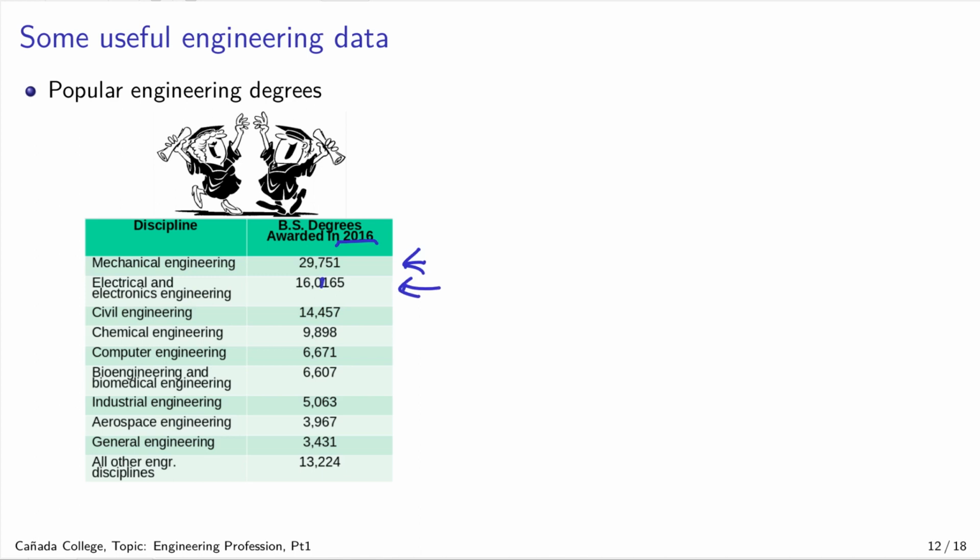There's a typo here. This should be 16,165. And as you run down this list, you see that there are many recognizable fields that form a huge chunk of the degrees that engineering graduates are getting. Buried inside this row here, where we say all other engineering disciplines, are the smaller fields like material science or materials engineering, petroleum engineering, environmental engineering, and so on and so forth.